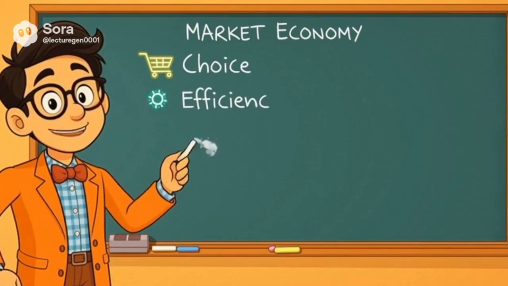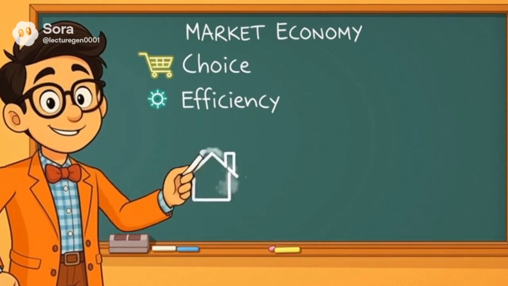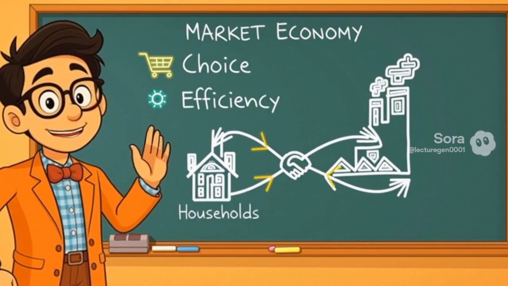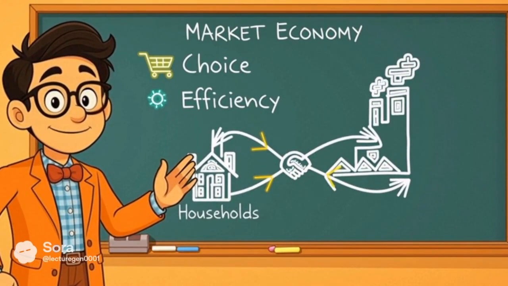Let's start with the benefits of a market economy. In a market economy, decisions about what to produce and how to produce it are guided by the interactions of households and firms in markets.